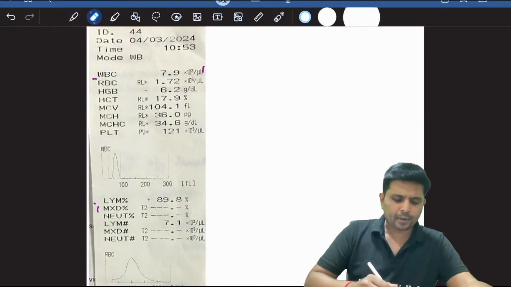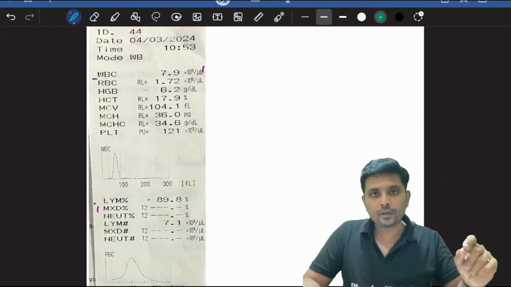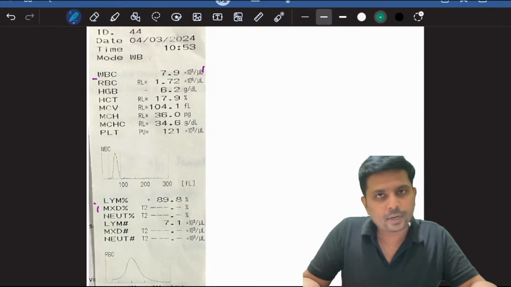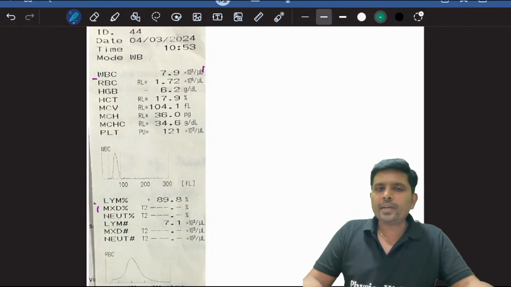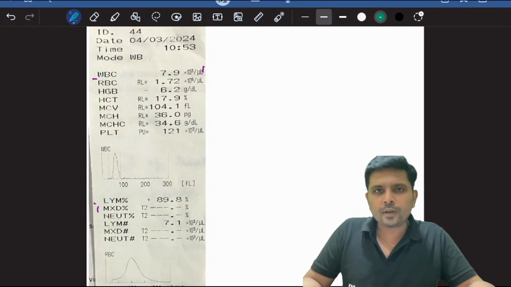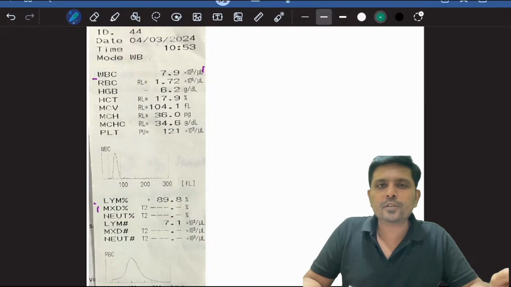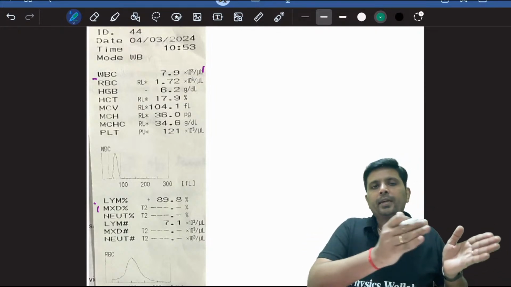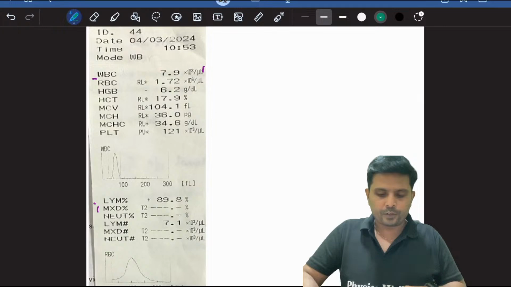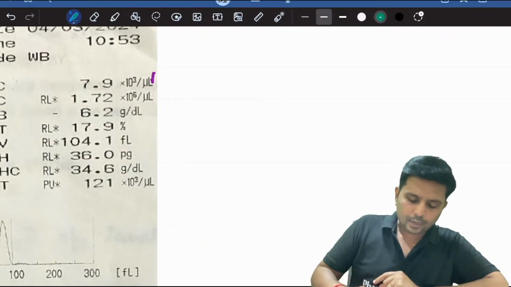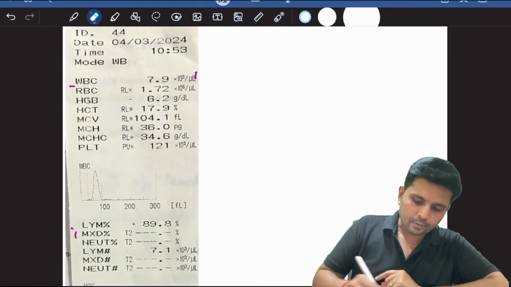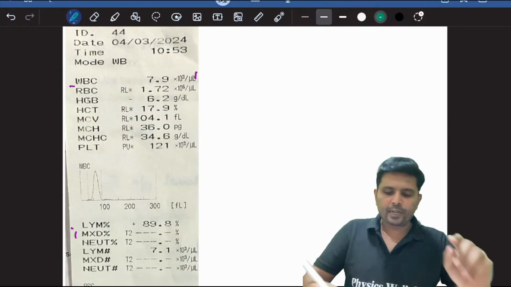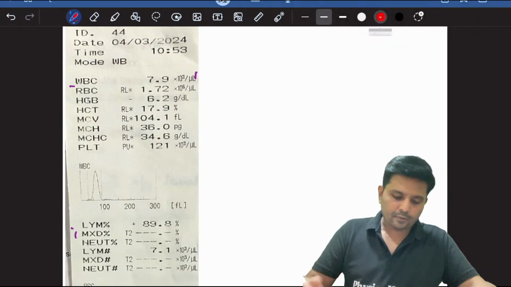What are all the parameters? This is the three-part counter. In three-part counter, your WBC will be given as neutrophil, lymphocyte, and mixed. Mixed contains monocyte, eosinophil, and basophil. Right. So what are all the parameters you can have in this printed format?